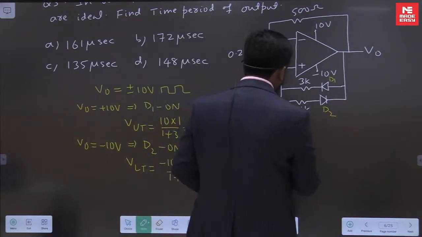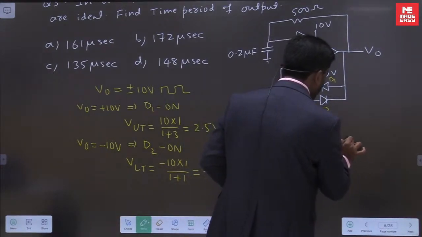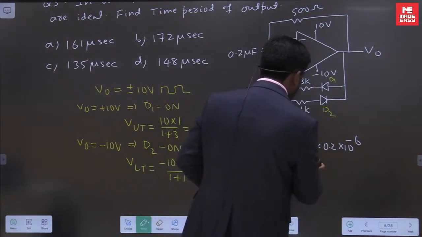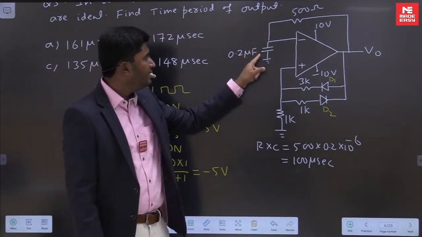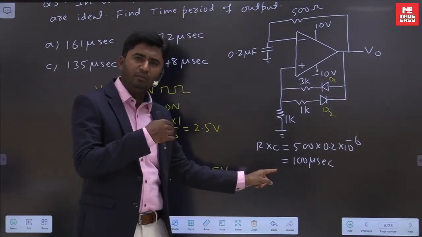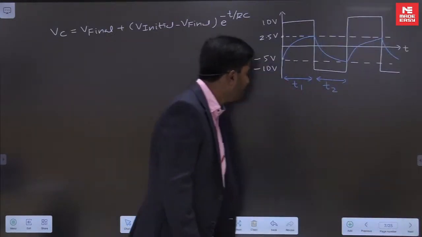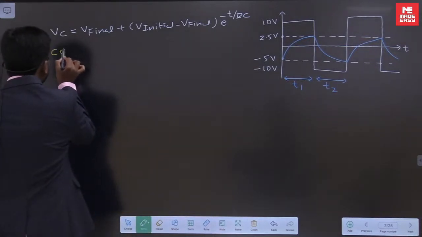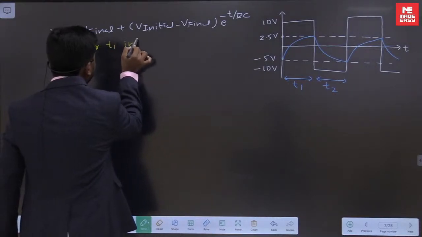It will be 500 ohm into 0.2 microfarad, 0.2 into 10 to the power minus 6. It will become 100 microseconds. Time constant R into C is equal to 100 microseconds. In that transient equation, I will be using time constant equal to 100 microseconds. Fine. Now consider T1 interval.